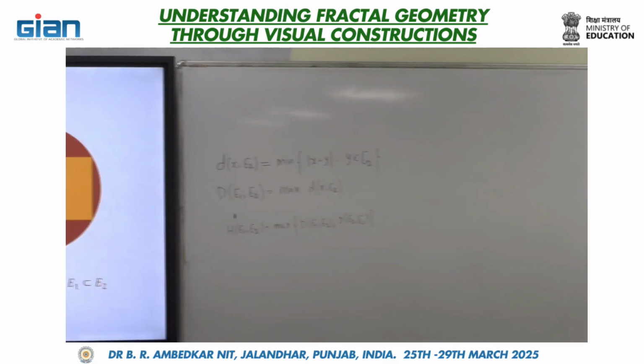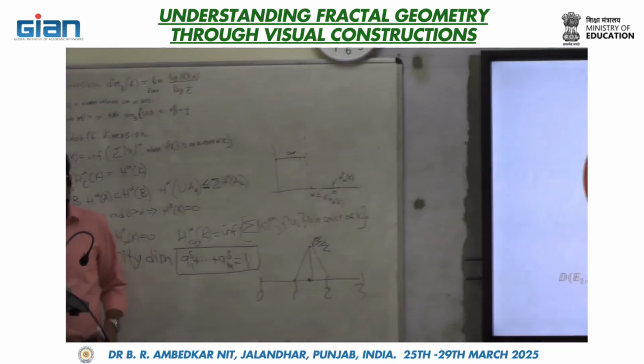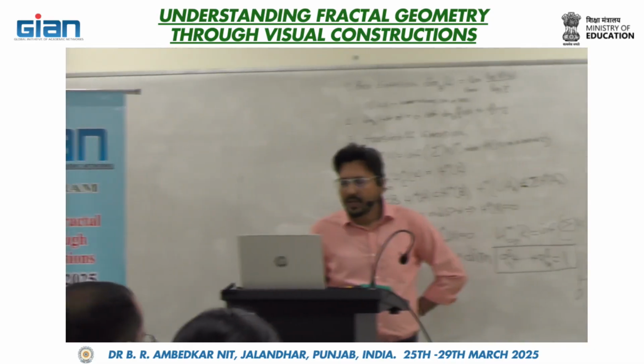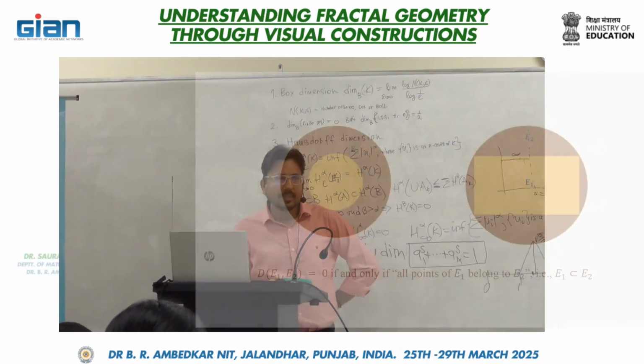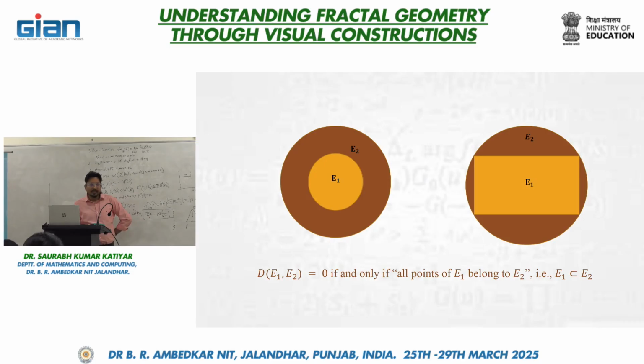Now you see here one important property. If E1 is a subset of E2, in both the figures you see, in the first figure, two concentric circles or disks, E1 is contained in E2. So the distance capital D of E1 comma E2 will be 0. In the second case also, a rectangle is inside the circle, there also D of E1 comma E2 will be 0. So if E1 is a subset of E2, then capital D of E1 comma E2 will be 0.